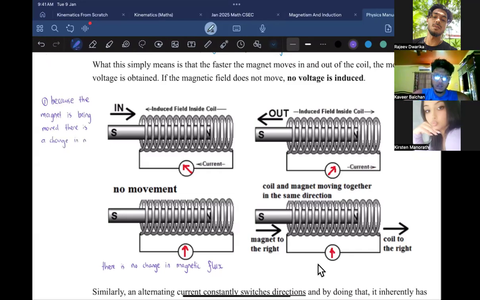It will take me a little while to get accustomed to this topic, but I'll get it. Yes. And it's the same situation for the other one too. Because the magnet is being moved, there's a change in magnetic flux.